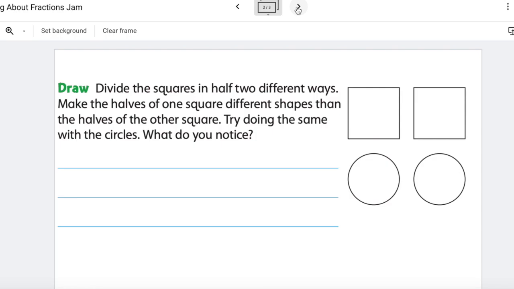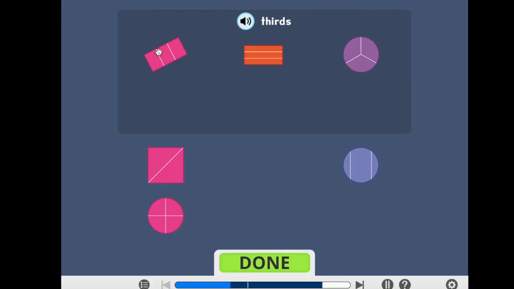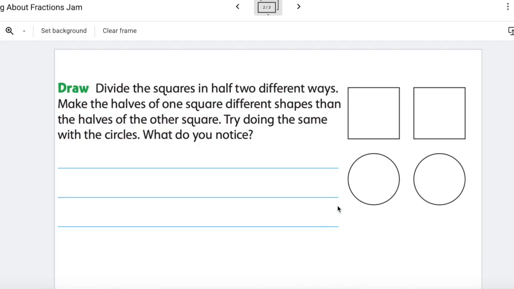Now we're going to go back to thinking about dividing squares in half and dividing circles in half. You can divide shapes in halves in different ways, just like we saw that you can divide thirds in different ways. So, with the circles and the squares, divide them into halves. In the lines here, you're going to write what you notice or observe about all of the halves that you made.